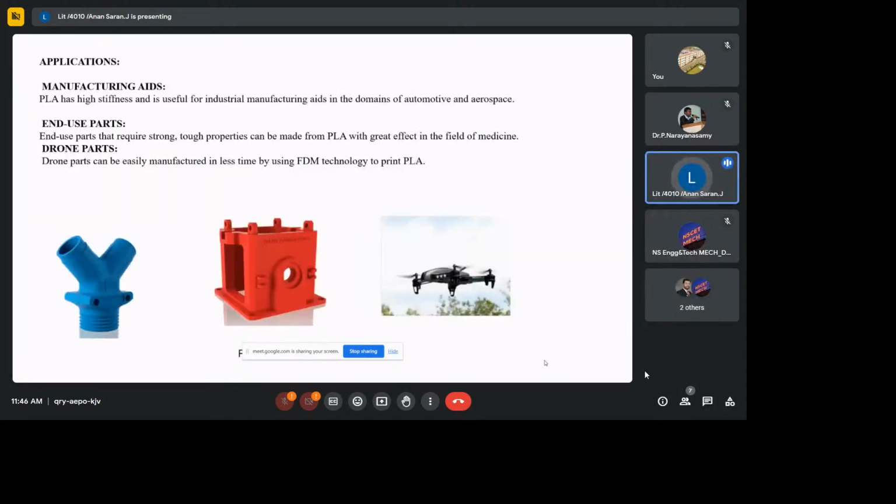And the applications are manufacturing aids. That is why we are choosing PLA: it has very high stiffness and is useful for industrial manufacturing aids, domains, and automobiles, and end-use parts, which means parts that have very strong and tough properties can be made with PLA. And these are our applications: the drone parts, the wings of the drones, the main parts of the drones, that are very light in weight and strong and durable, sir.